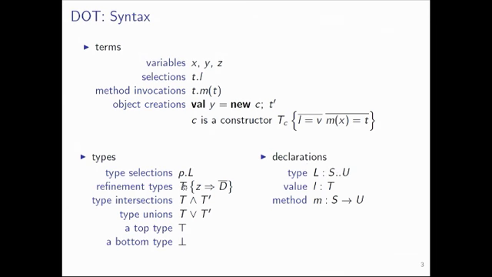Because types can have types as members, when you have an object of a certain type, you should be able to refer to these type members. This is done with these path-dependent types. So p.l means take the type member l from p, and that's also a type.